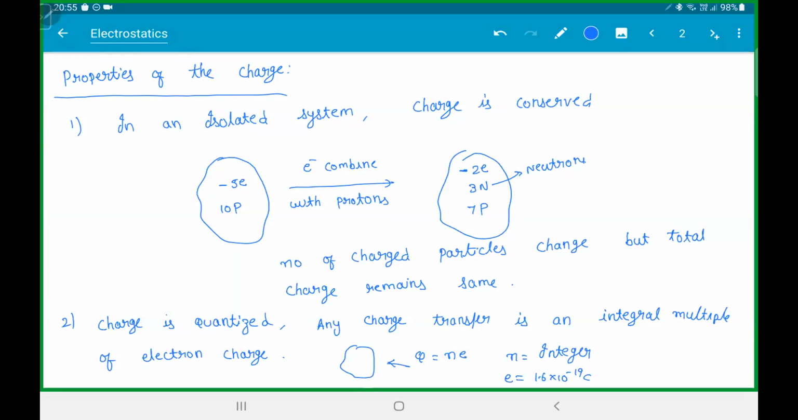So the meaning of quantization is any transfer or anything that happens will always be an integral multiple of a certain fixed value. In this case, that fixed value is the electron charge. So you can't transfer something like half an electron charge or 1/4 electron charge. That is the meaning of quantization.